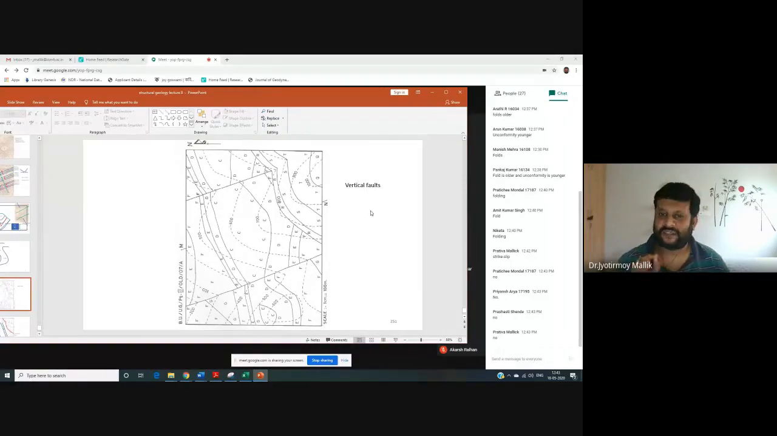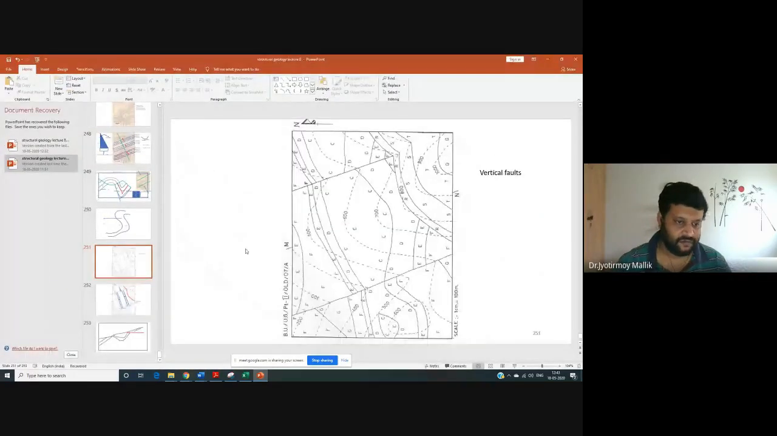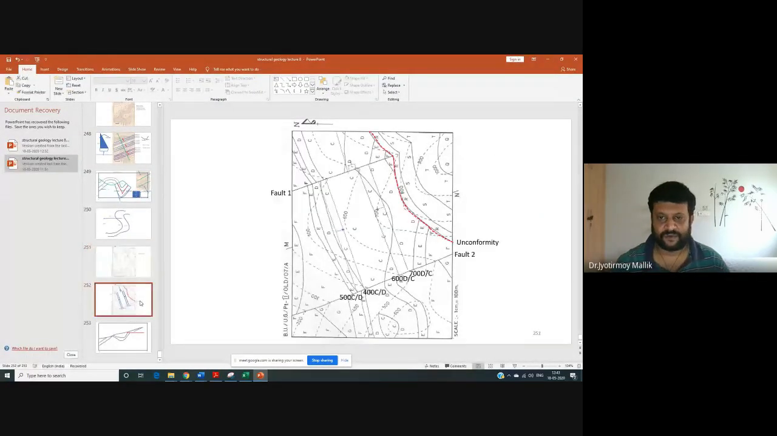So where would we expect to see the displacement? The displacement will only be seen in the map view, right? Like it is being shown here. So we can calculate or measure the displacement only in the map view. So far, so good. Clear? Now, with this background, let us proceed with this map.